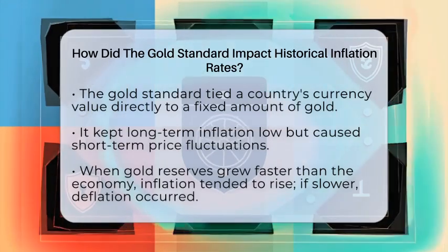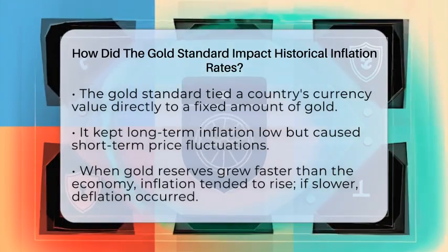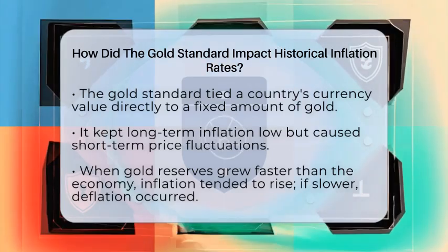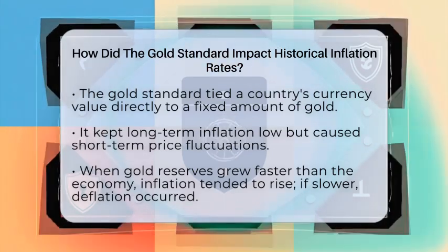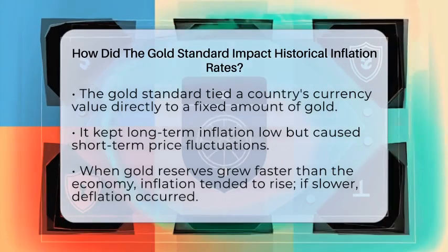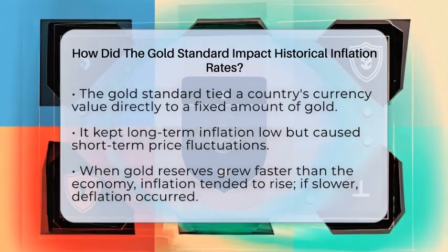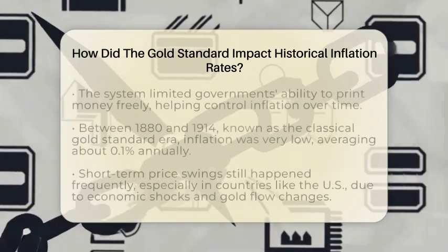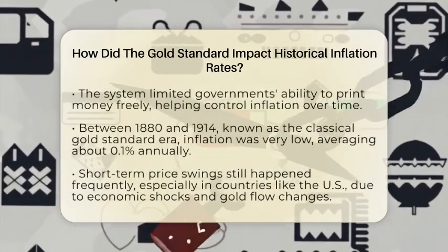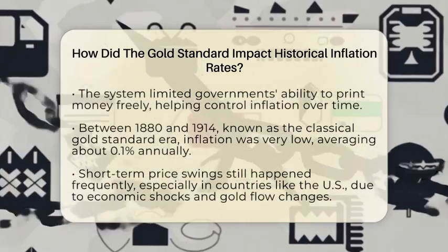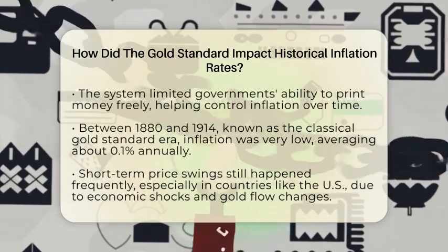When a country was on the gold standard, the amount of money in circulation was directly linked to its gold reserves. If gold reserves grew faster than the economy, prices would rise, causing inflation. But if gold reserves grew slowly or shrank, prices would stay the same or fall, leading to deflation. This link made governments less able to print money freely, which helped keep inflation in check over many years.